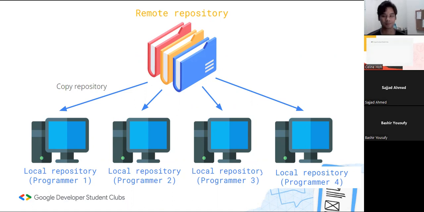The flow goes by the local repository of programmer one, and you have multiple local repositories, which belong to the other programmers. All they do is copy the code from the remote repository. The main source is going to be the remote repository, and all the other programmers will be pulling the code from there to have it on their local machines.